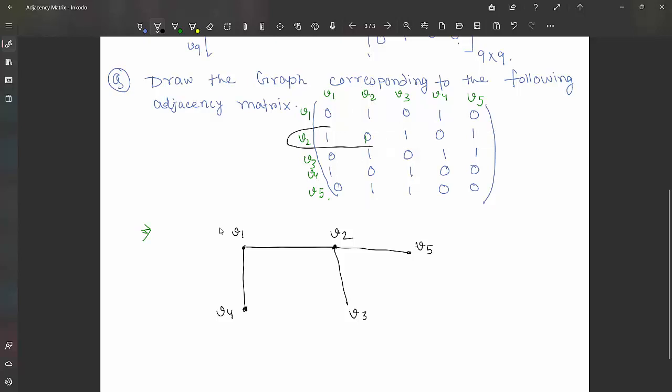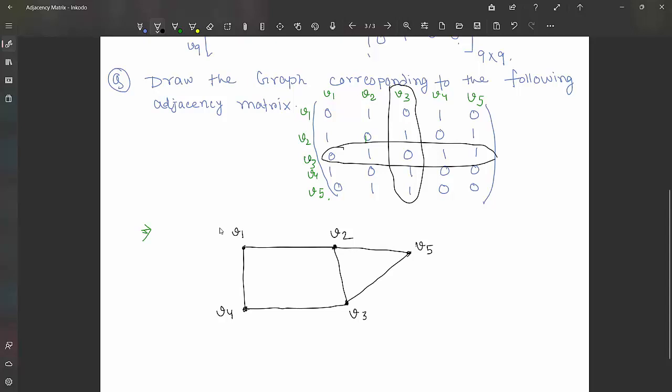Now again we move to any other of the vertices. Just move to V3 and check it. So the V3 row is that, and the corresponding V3 column is that. Just check it: V3 is adjacent to V2, V4 and V5. V3 is adjacent to V2, it is already over. Then V3 is adjacent to V4, so connect those, and V3 is adjacent to V5, so connect this also. So V3 is adjacent to V2, V4 and V5, it is over. Now go to V4.